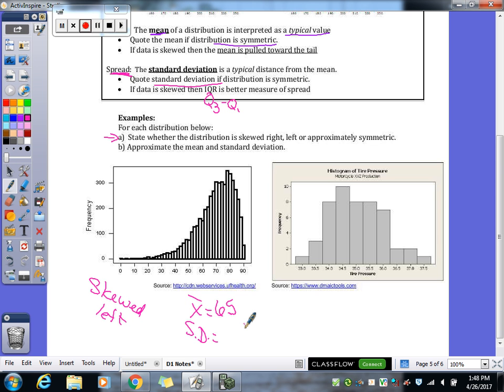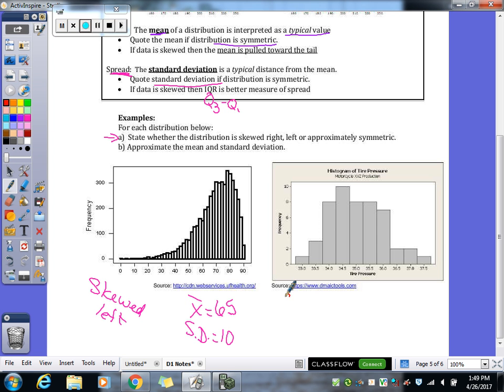And then our standard deviation, we have a wide spread of data. It's going from 0 to 90, so it's going to be kind of far apart. So I'm going to give it a standard deviation of approximately 10. How about this next one? What's that going to be?